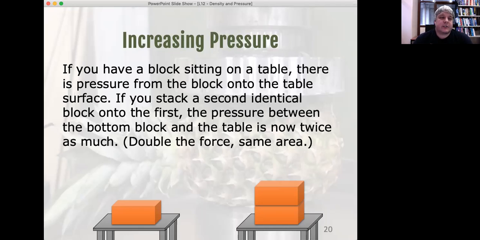Let's talk about increasing pressure. You've got that block. Now we're sitting on a table, not a shelf, just because I felt like drawing a table. You're sitting the block on a table, and then you add a second block onto the first block. The pressure between the bottom block and the table is now twice as much because it is now supporting twice the weight. That table is providing twice the normal force. We've got twice as much force over the same area. That means we have twice the pressure. P equals F over A. If A is not changing, but F gets twice as big, P must get twice as big. So double the weight, double the pressure.